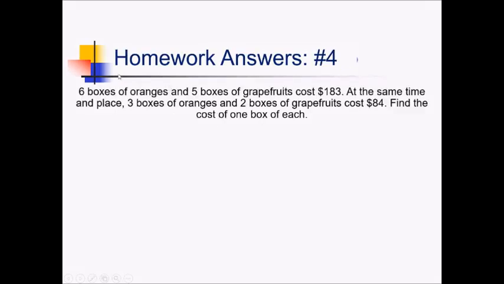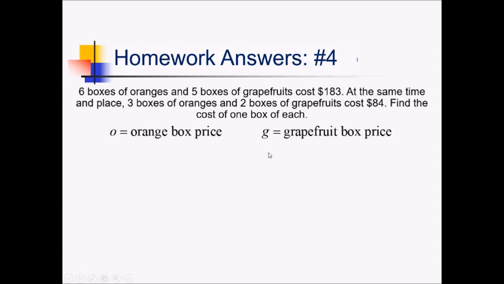For this problem, we have 6 boxes of oranges and 5 boxes of grapefruits, equaling $183 in value. And then 3 orange boxes and 2 grapefruit boxes adds up to 84. We want the cost of 1 box of each of these fruits. So let's start by defining variables for the things we're solving for. We want to know the cost of 1 box of oranges. I'll let that be represented by O, which is kind of risky because this looks like a 0 if you're not careful. But hey, let's go with it. And then we're going to use G for grapefruits. So G is the price of 1 box of grapefruits.